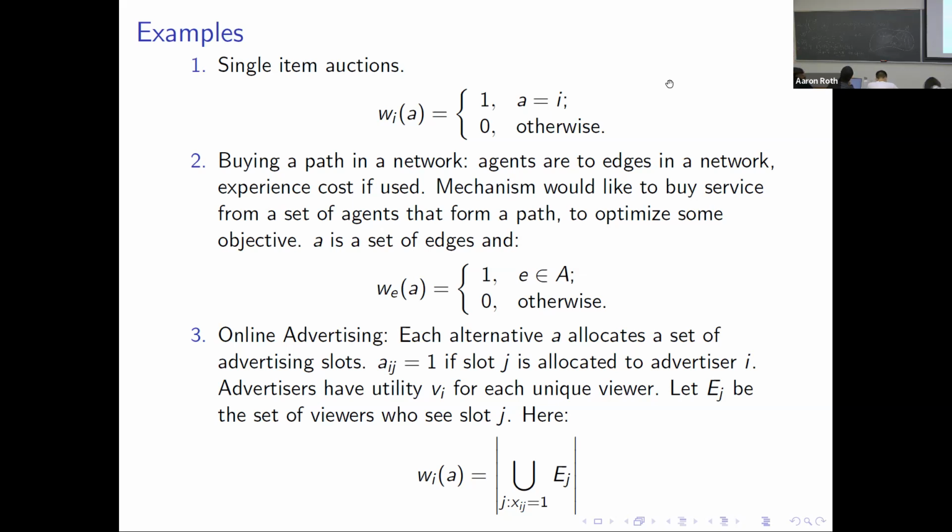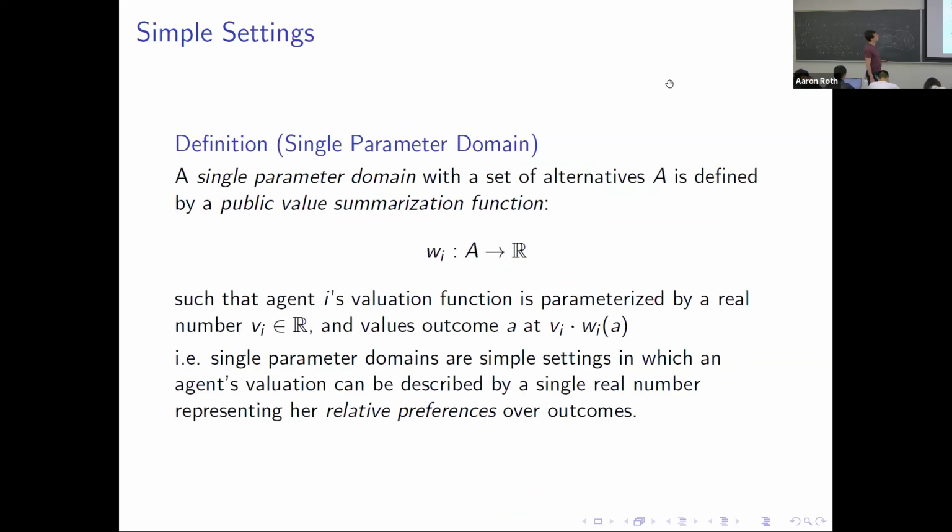But the idea is that the agent's valuation is described by a single number. If you are doing advertising, you don't want it to sell to the vendor. So your utility function has to be based on a publicly known public value summarization function, and then your utility function has to be describable as a number, vi, times this thing.